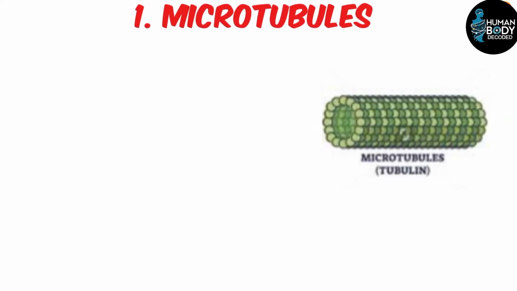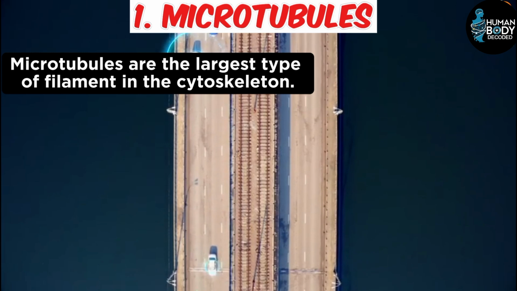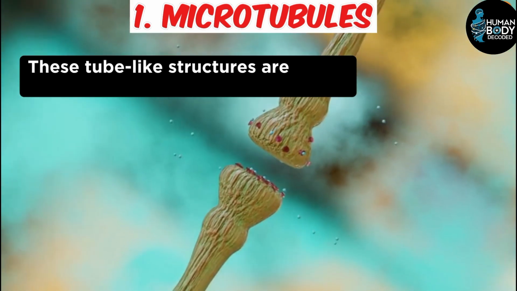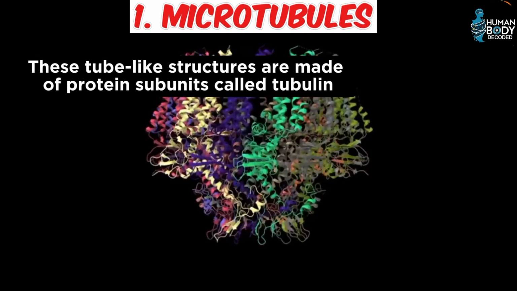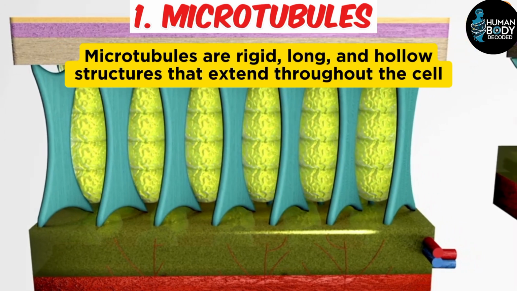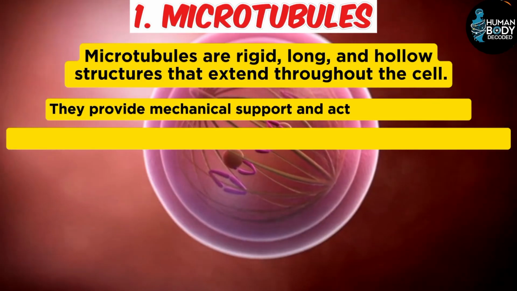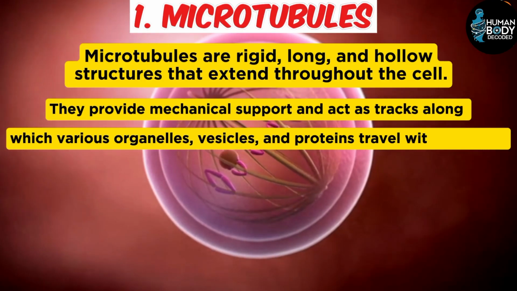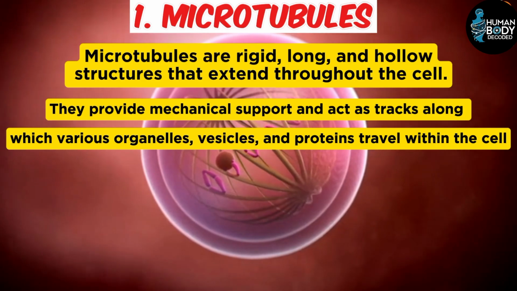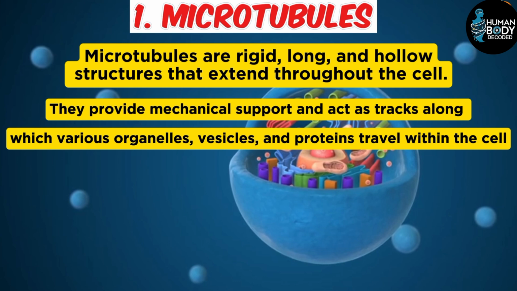1. Microtubules. Microtubules are the largest type of filament in the cytoskeleton. Think of them as highways or railways within the cell. These tube-like structures are made of protein subunits called tubulin, and they play a vital role in cell shape, transport, and division. Microtubules are rigid, long, and hollow structures that extend throughout the cell. They provide mechanical support and act as tracks along which various organelles, vesicles, and proteins travel within the cell. This transportation system is essential for the cell's functioning.